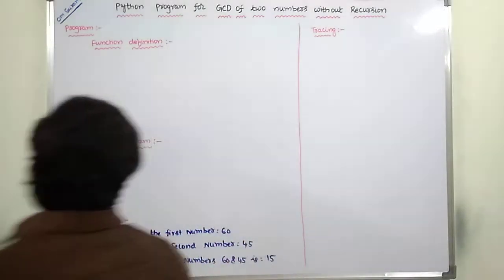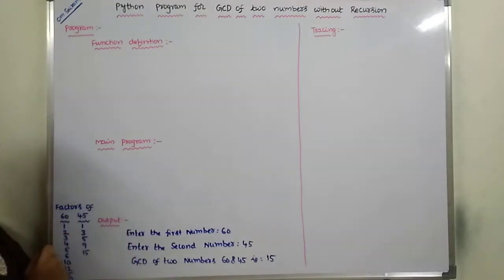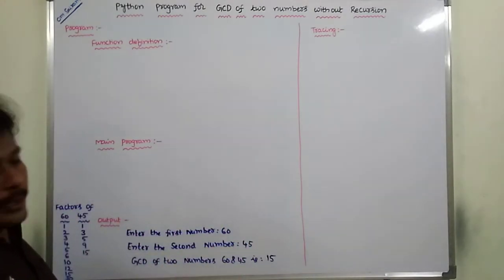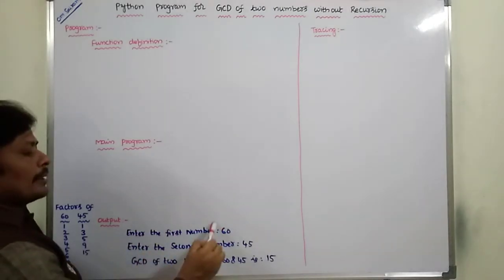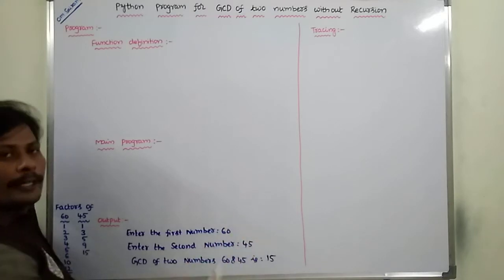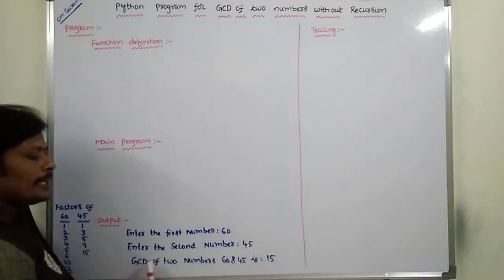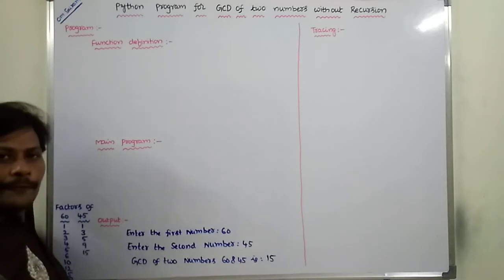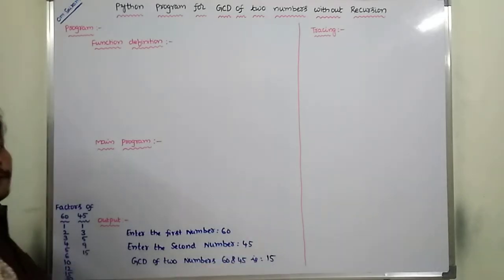Okay. So our program output is, first we have to enter the two numbers. Enter the first number, that is 60. Enter the second number, that is 45. Now GCD of two numbers 60 and 45 is 15. How are we getting 15?